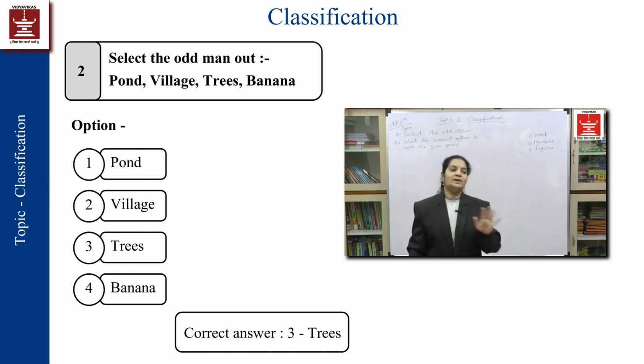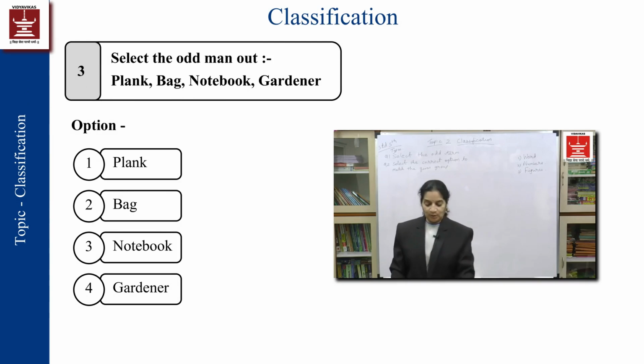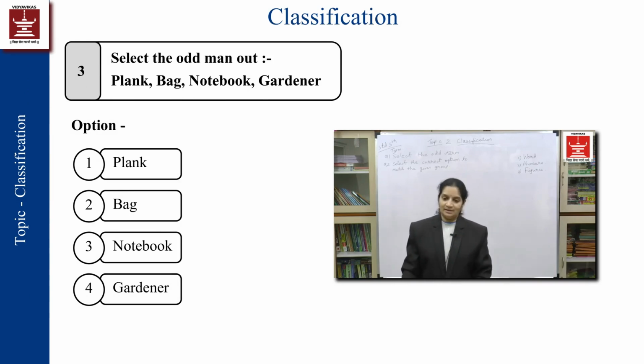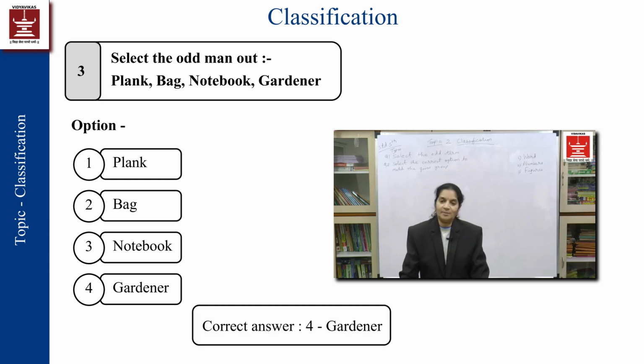So here nothing has to be interpreted. Very simple. 4 options are given. I just go through the options and I should know what similarity they have. We'll go to one more example. Example is plank, bag, notebook and gardener. Okay. Now we know that bag and plank are the objects which are non-living. Okay. Whereas the word gardener is used for a living thing. So plank, bag and notebook have a similarity that they are non-living, whereas gardener is a living thing. Okay, so it is going to be odd over here.